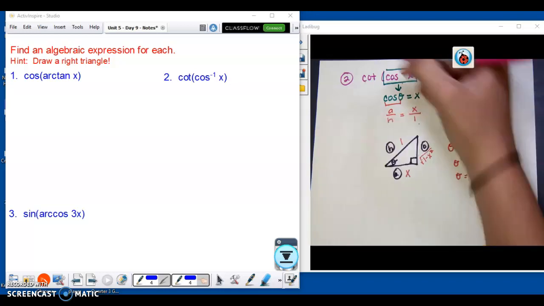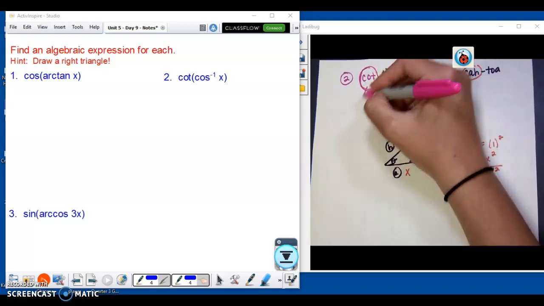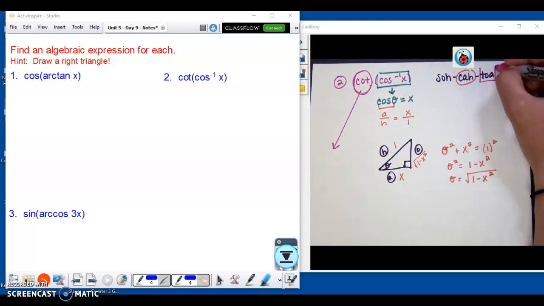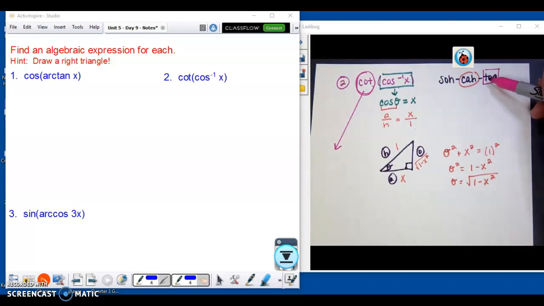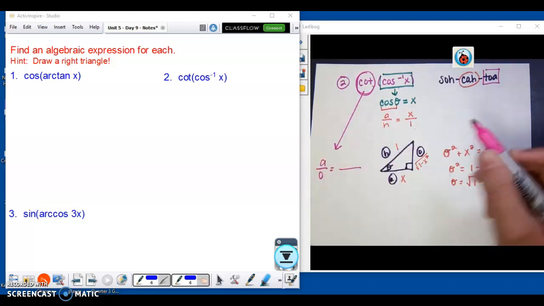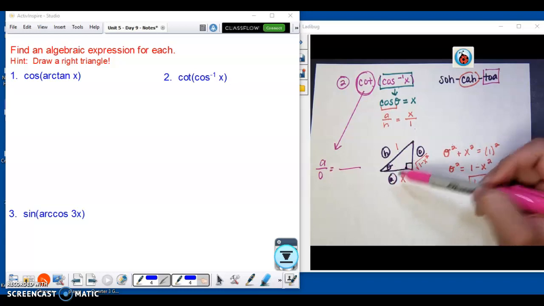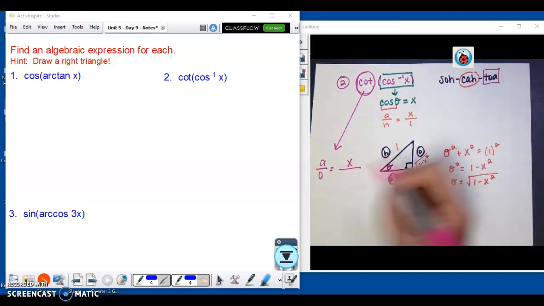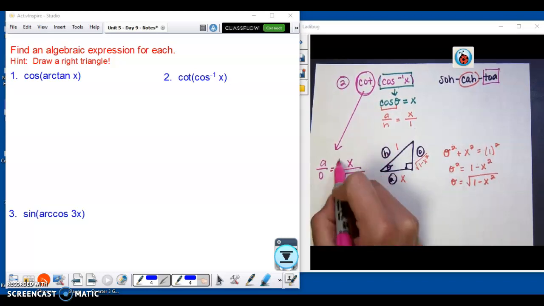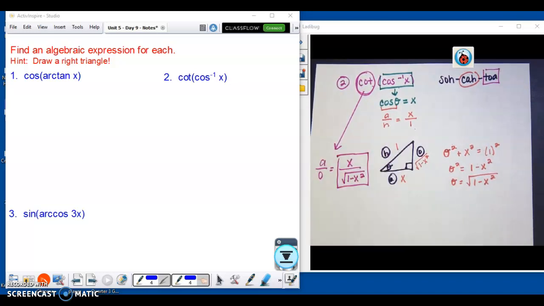So now if we take a look at the outside part that we haven't finished, so cotangent. Now we know cotangent goes with tangent, but it's the reciprocal of it. So instead of O over A, it's A over O. Now for my diagram, we know A is x. And we know O is the square root of 1 minus x squared. So this is going to be my answer.